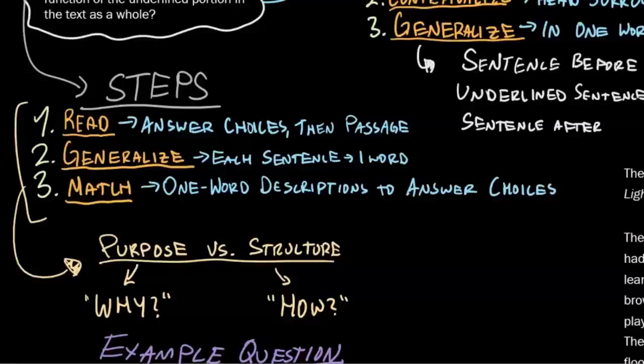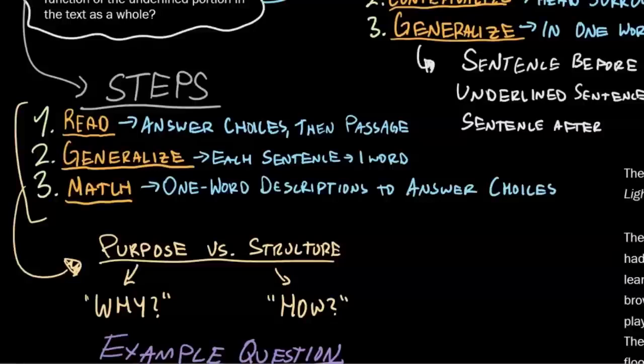Now, once you read the passage after you're done reading the answer choices, you want to generalize each sentence. Make it like a 1 or 2 word summary so you can look back at the answer choices and reference them: does this match what I'm seeing here? This might seem a little abstract, but we're going to go over an example question in a second that should make this pretty simple. Then you're going to match your 1-word descriptions to the answer choices, and that's pretty simple.